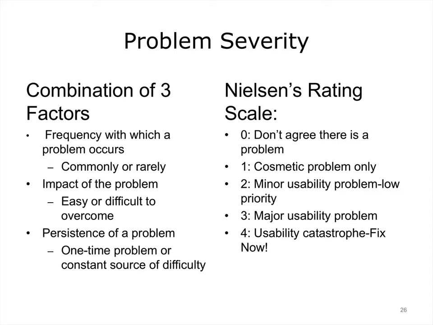The problem severity scale was developed by Nielsen to be used with the heuristic evaluation, but is an excellent tool that can be used with any usability evaluation method. Rating the severity of problems is a very important step in usability analysis. The severity is a combination of 3 factors: 1, frequency with which a problem occurs; 2, impact of the problem; and 3, problem persistence. Does it quickly go away, or is the problem a constant irritant?